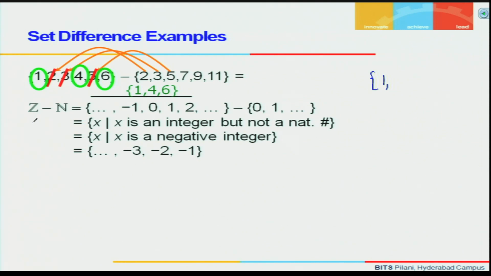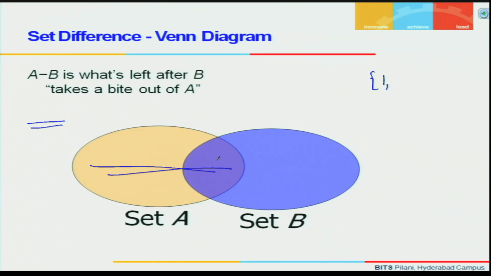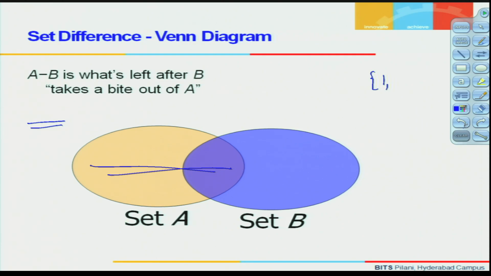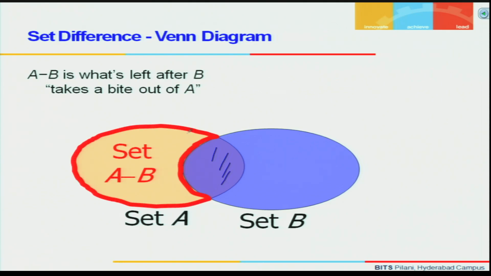And if you negate the set of all natural numbers from the set of all integers, what you get is the set of all negative integers. So basically you got a set represented by this and a set represented by this. There are some common elements. A minus B, what you get is this portion. It takes a bite out of A and that bite will not have any element of B. That is what bite means here.